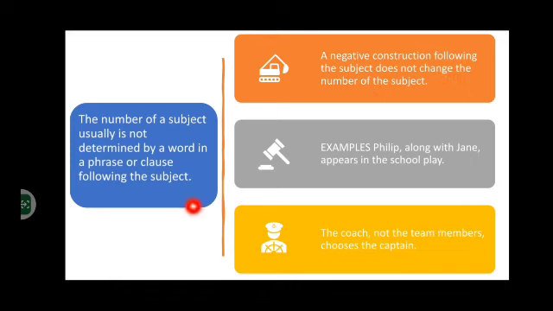So here we talked about two important notions: that a subject is not determined by what comes after the subject, and that a negative construction following the subject does not change the number of the subject. So next time when you are writing your subject in this way, you have to choose the proper verb for it.